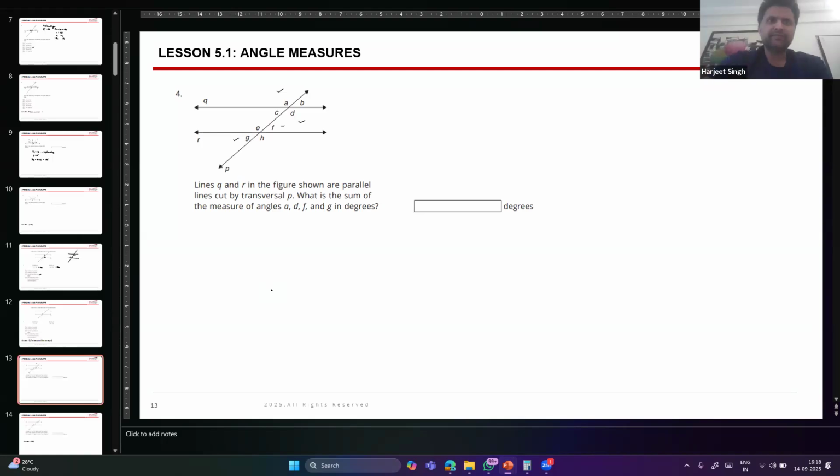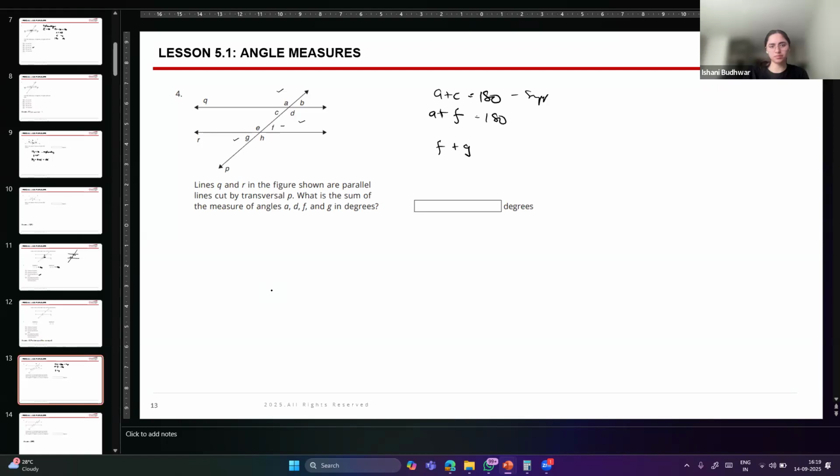So can I say A plus C is 180, supplementary, and C is equal to F. So A plus F is 180. Similarly, the next set is F plus G. Sorry, D plus G. Now what is D? D is this and G is this.